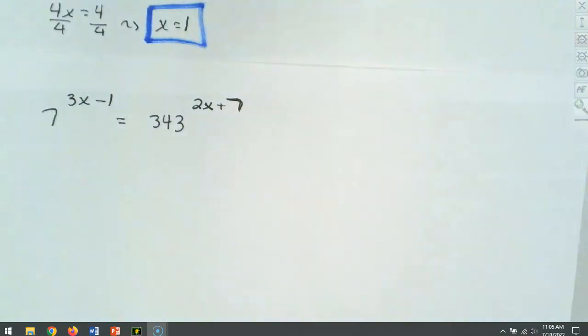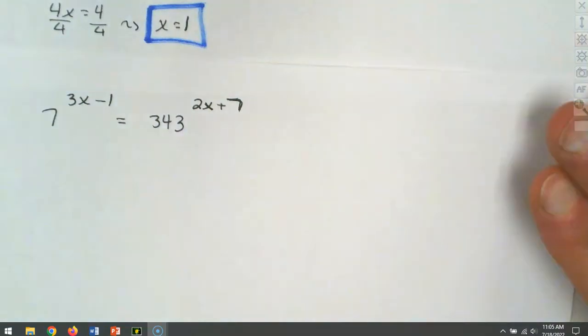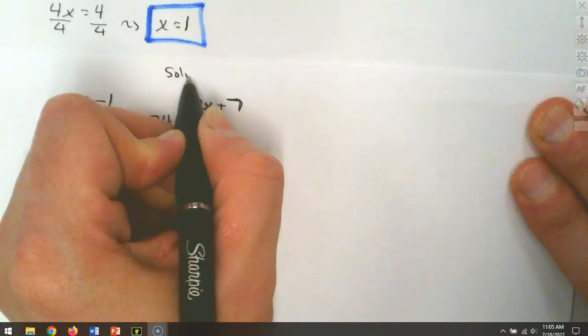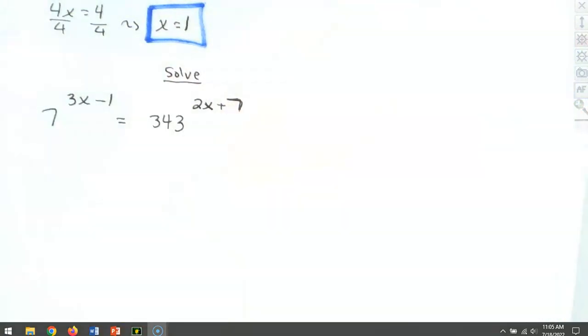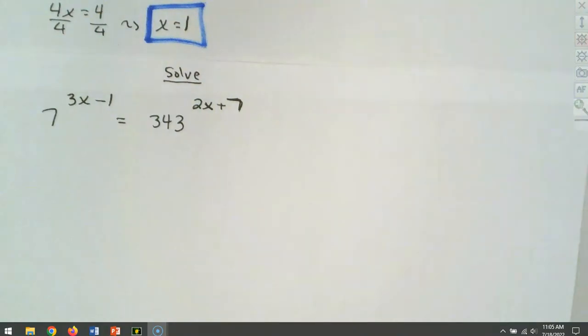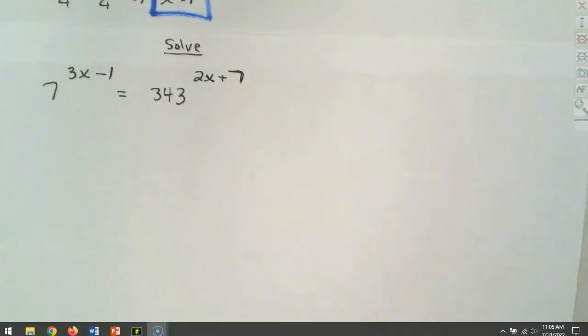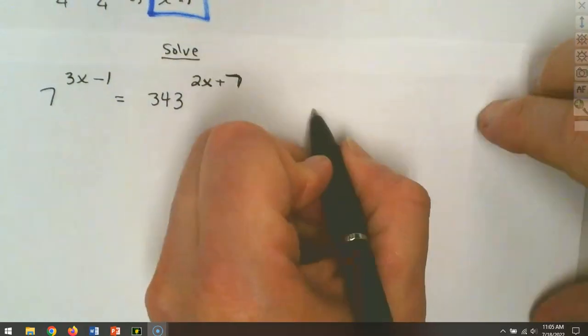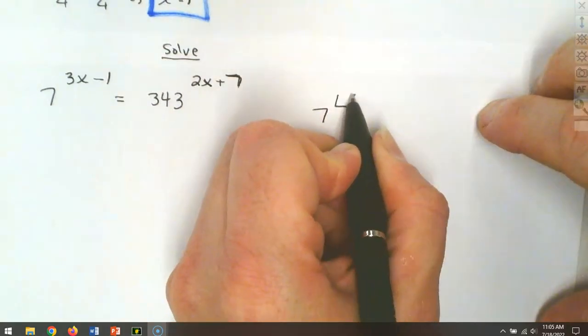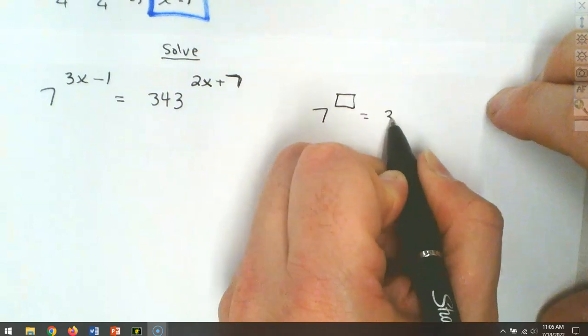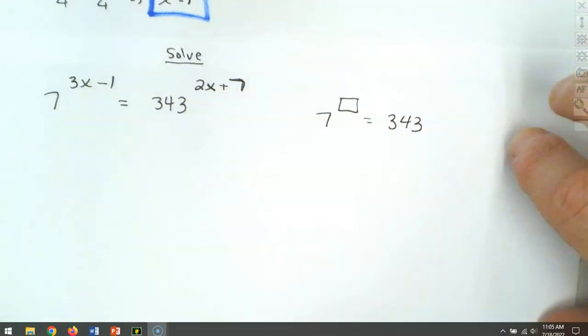All right, so let's work with this one. Again, same directions. We want to solve it. What do we know? Well, we look at the smaller number. What's our smaller number? 7. We need to raise it to some power to get to 343.